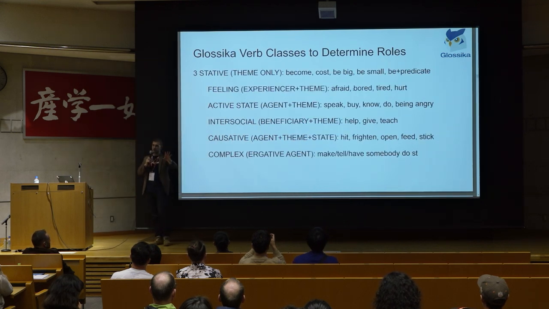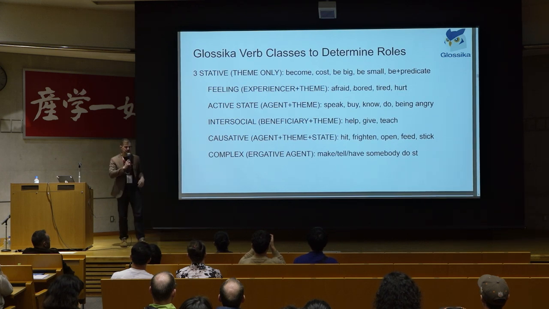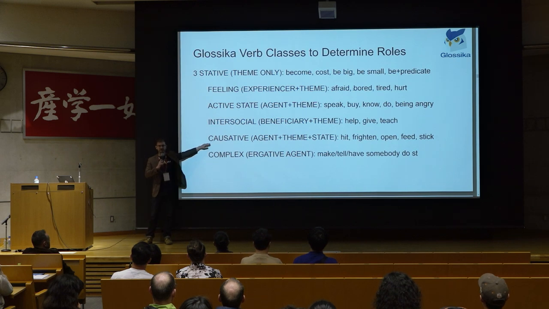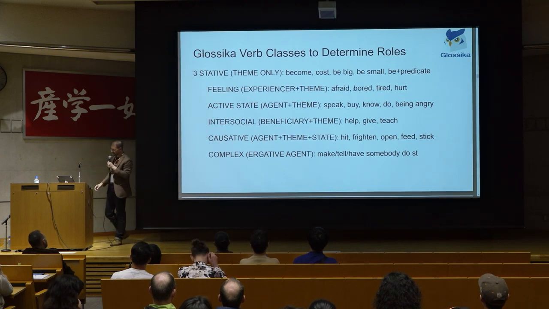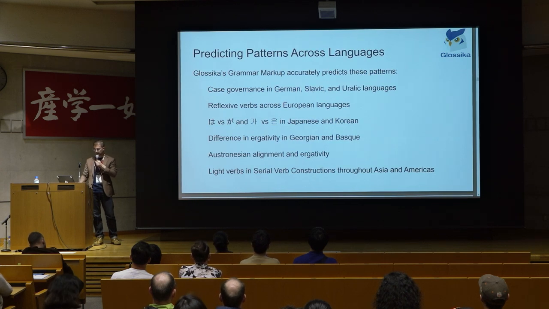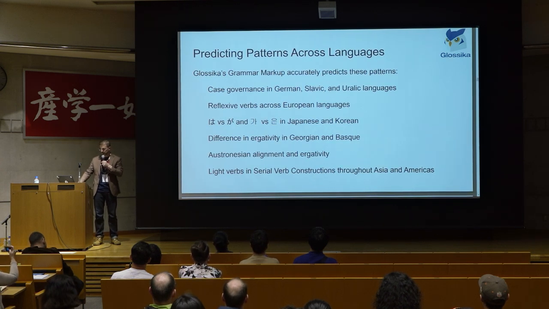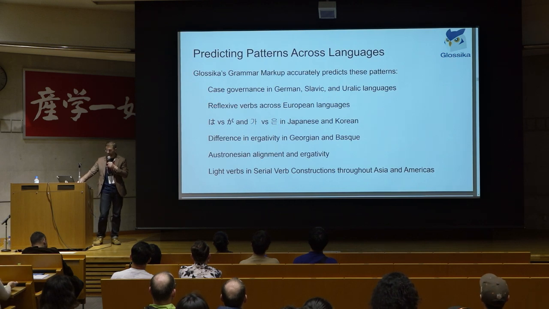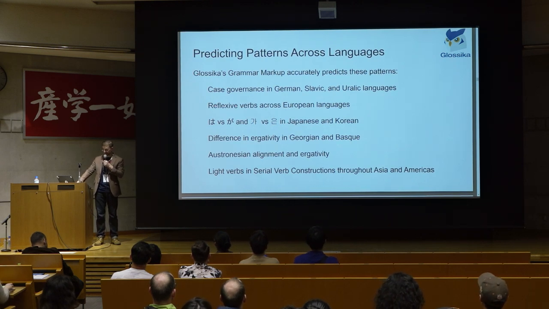So that's why they call Georgian a half-ergative language or something like this: only one or two of these cases actually take an ergative agent. Okay, so Austronesian alignment and ergativity can also be predicted. Light verbs and serial verb constructions that you find in many of the Asian and American languages.